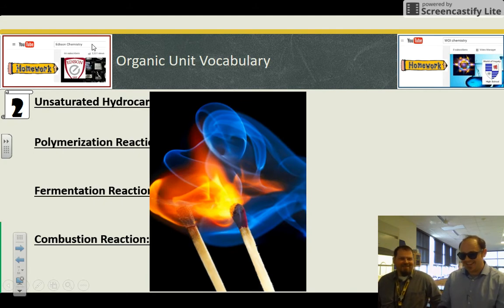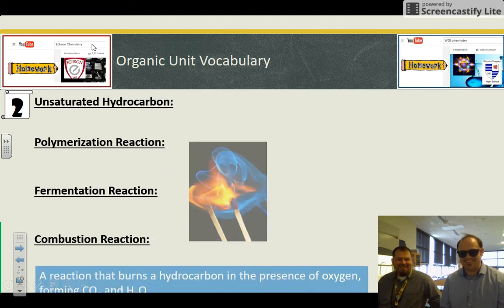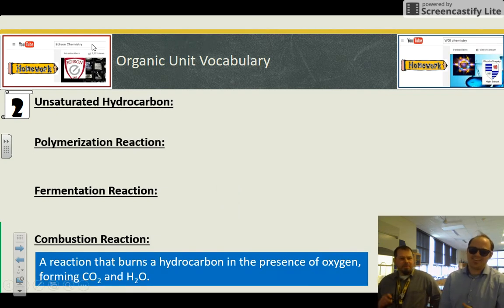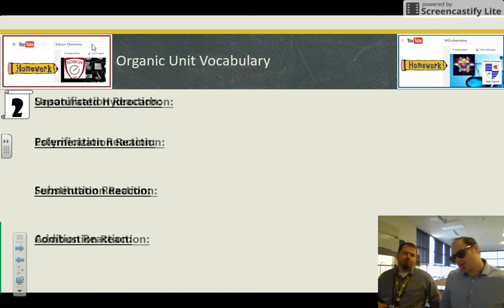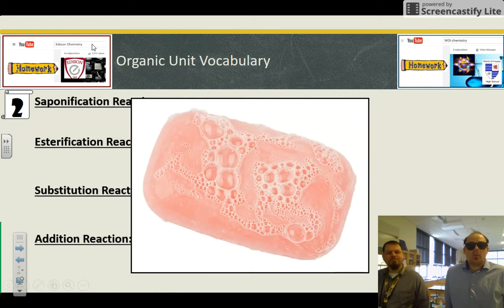Fire. So, a reaction specifically that burns a hydrocarbon in the presence of oxygen, therefore it is a reactant. Two reactants, hydrocarbon and oxygen, forming carbon dioxide and water, both products, will always be present. These are fun ones to balance. I like these ones. They're difficult. That's why he likes them. I like math.